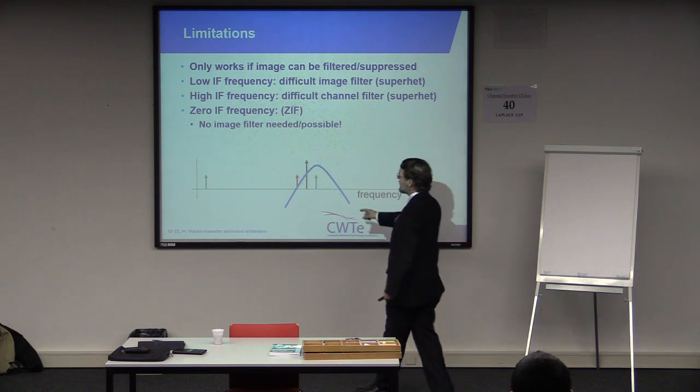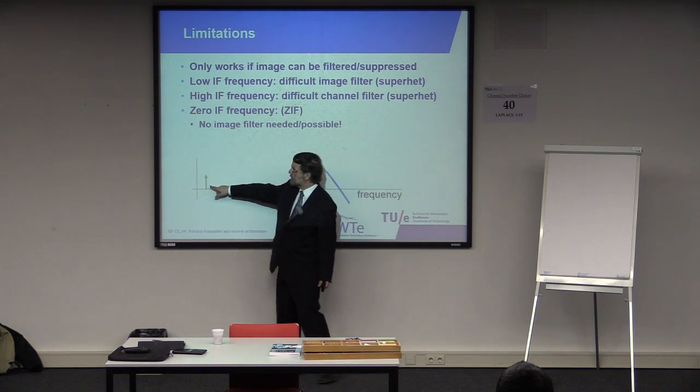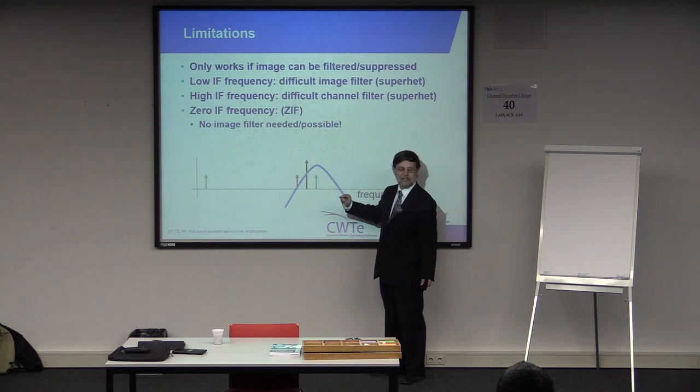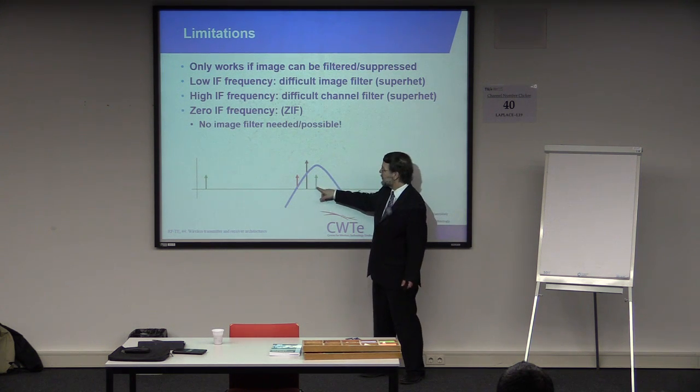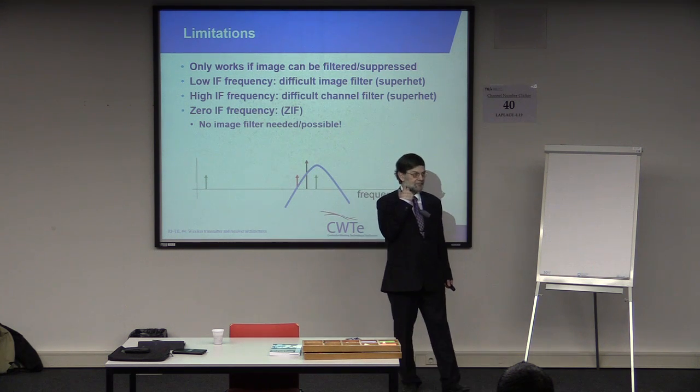Because how far away is this image? Well, the distance between this image and the LO signal is the same as the IF frequency. And it's the same as the distance between the LO frequency and the wanted signal. So the frequency difference between the wanted signal and the image is twice the IF frequency.